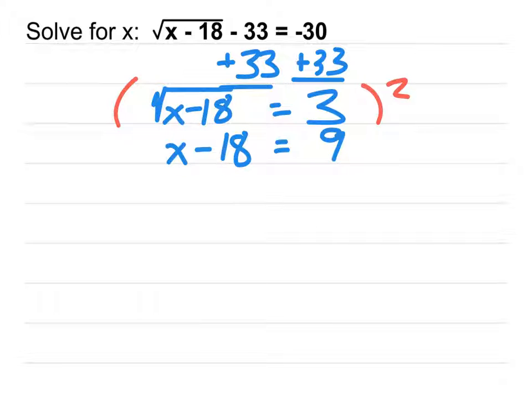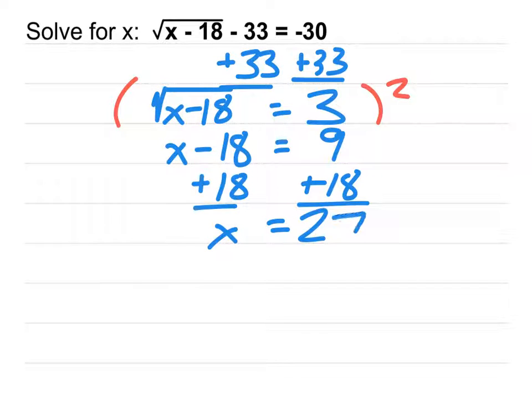And finally, now it's just normal algebra as you would normally do. So I want to get rid of the 18. I add it to both sides. So plus 18, x equals 27 for our final answer.